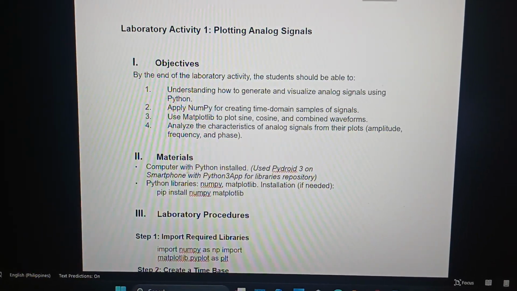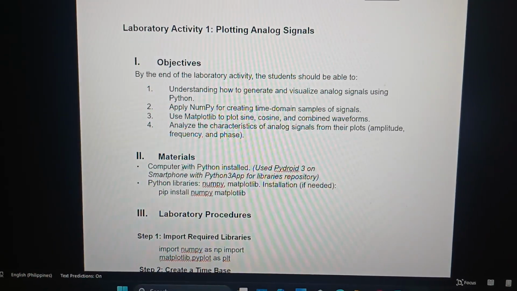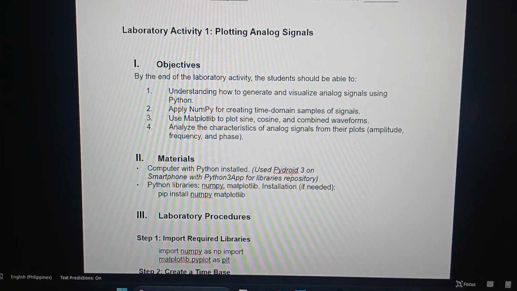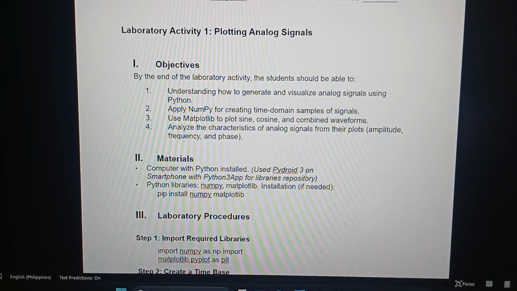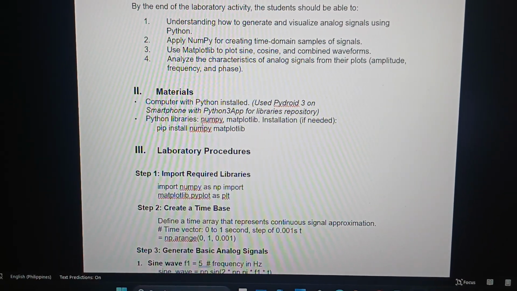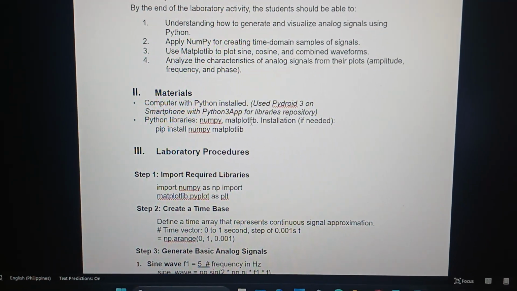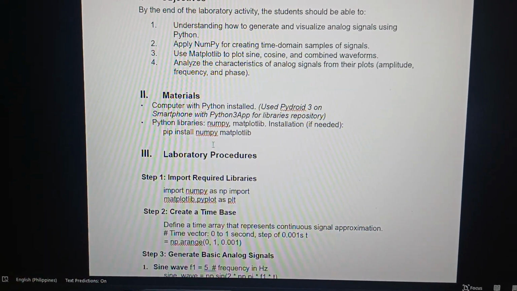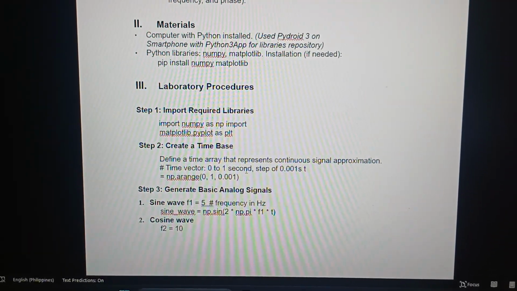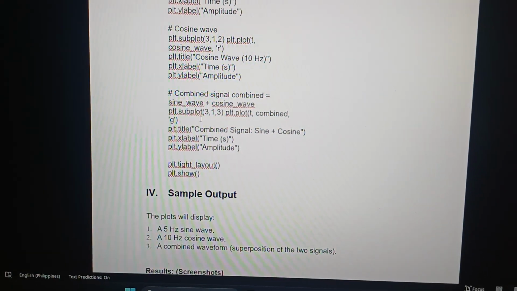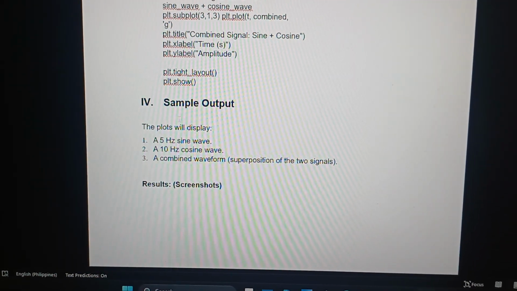So the materials that would be needed is a computer installed with Python, or you can use your Android phone with an application called Pydroid 3. The libraries that are mainly needed are NumPy and Matplotlib, and to install them, it will be pip install numpy matplotlib. So let's start. This is the sample code that was given and the sample output.